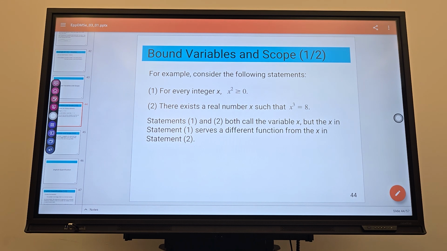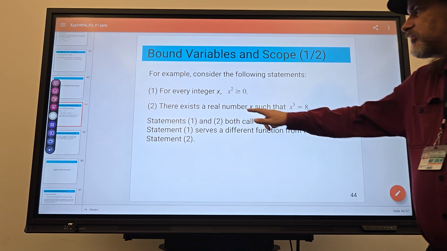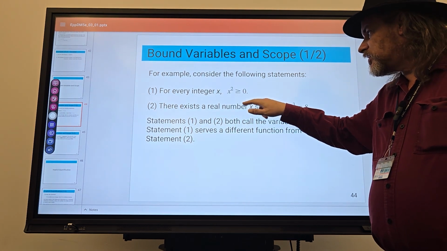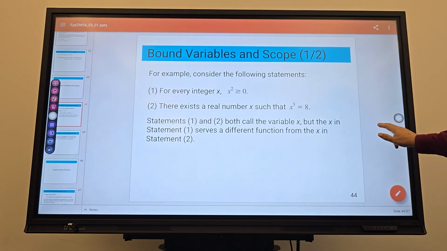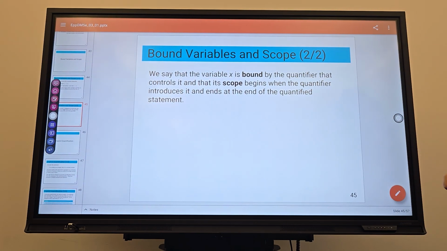So the x here is bound to this scope, and this x is bound to this scope, right? x is bound by the quantifier that controls it, and its scope begins with the quantifier that introduces it and ends at the end of the quantified statement. Kind of like a variable that's declared in a for loop is only valid in that for loop because that is its scope.